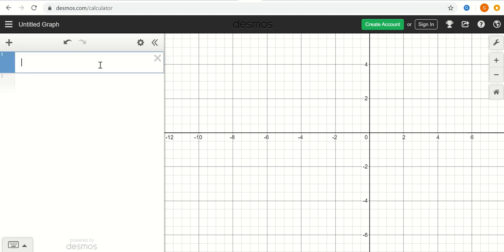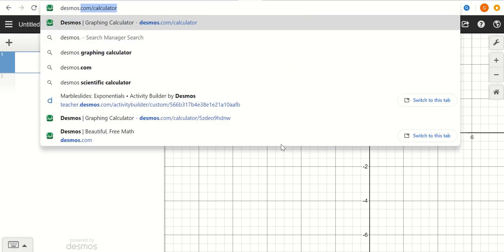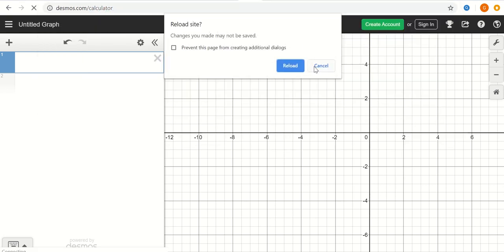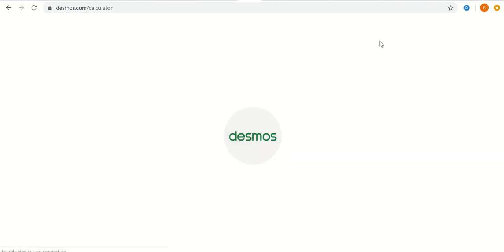Okay, so this is a little tutorial on Desmos and how to use this graphing calculator. To get onto Desmos, all you need to do is go into your URL bar and type desmos.com/calculator, and that will bring you to this free graphing calculator website.